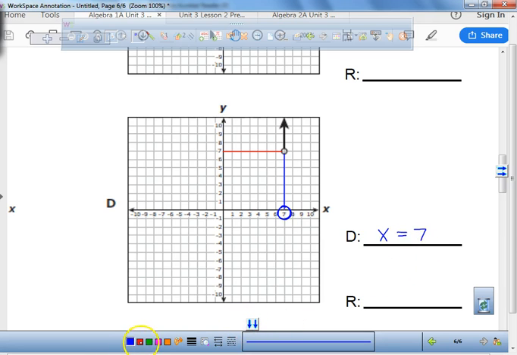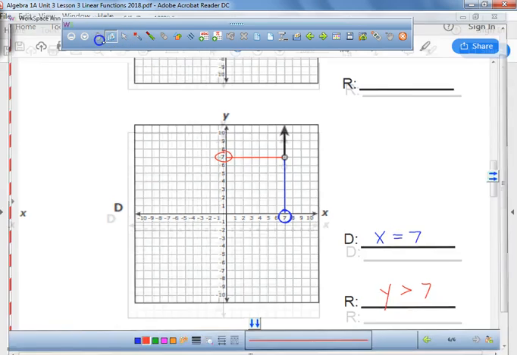Okay? However, if you look at our range, what's happening to all of my y values? They're not staying the same. They're going up. And where do I start at? I start at a positive 7. So all of my y values are becoming greater than 7. Those are two answers. Okay?